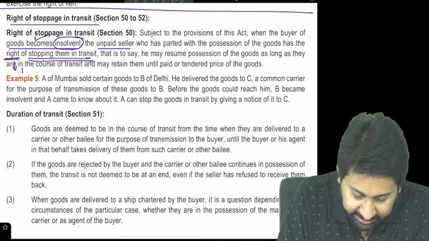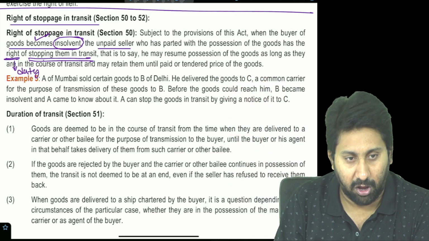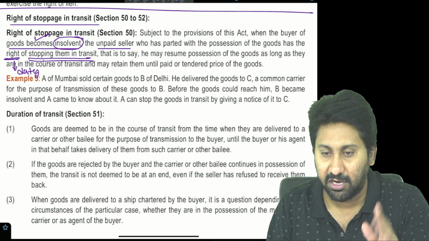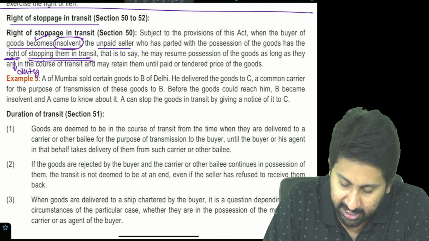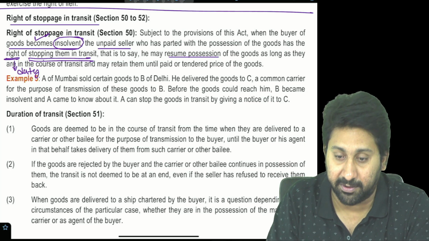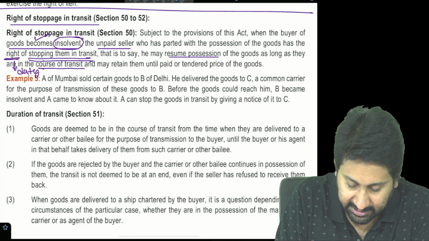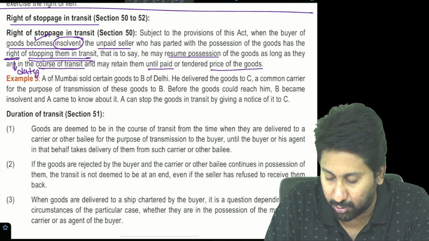It's a right, it's not a duty. You can allow the goods, or you can stop the goods. Generally, a person having some amount of common sense will stop it. So, the right of stopping them in transit, that is to say, he may resume the possession, means retake the possession of the goods as long as they are in the course of transit and may retain them until paid or tendered the price for the goods.